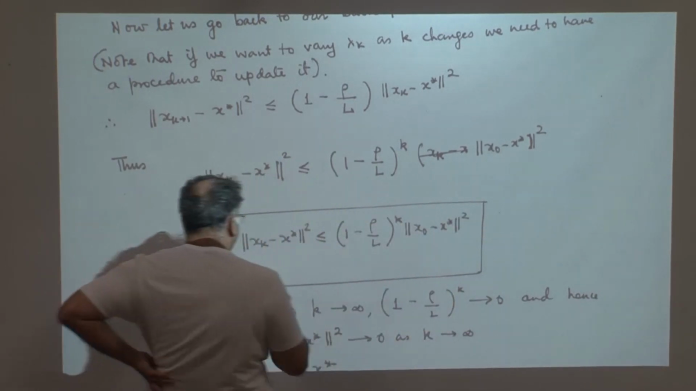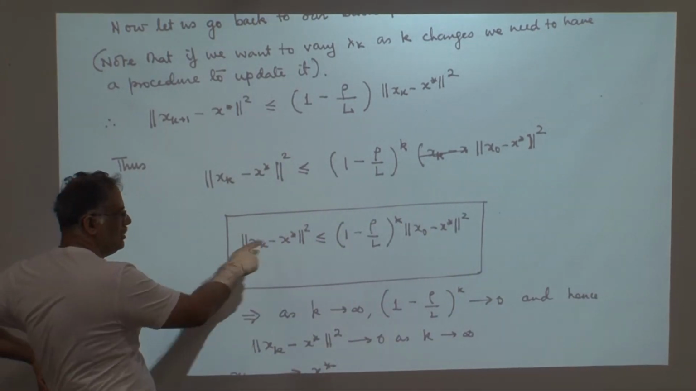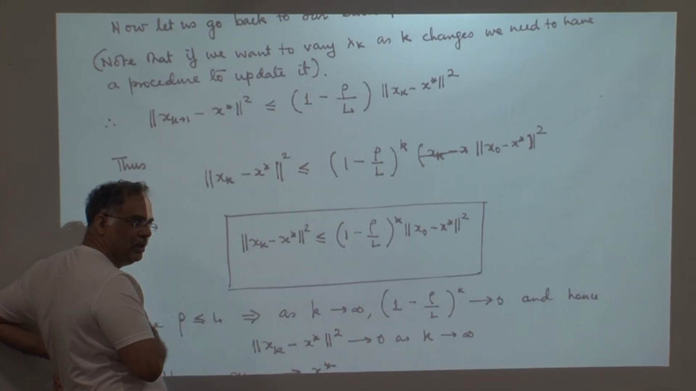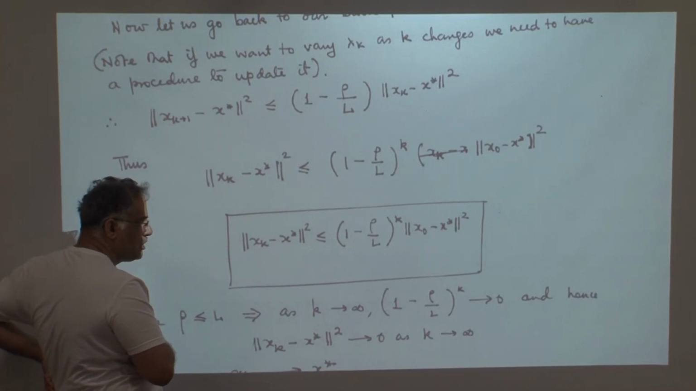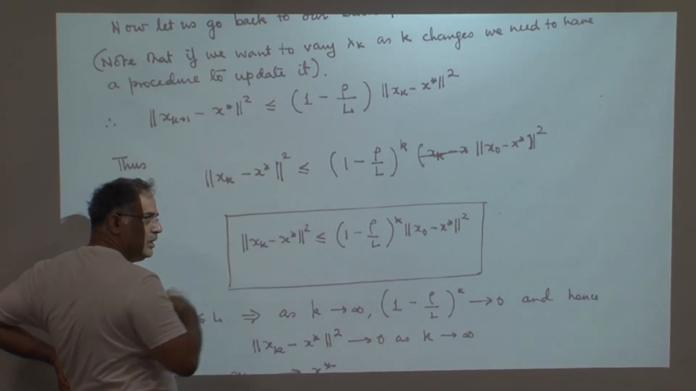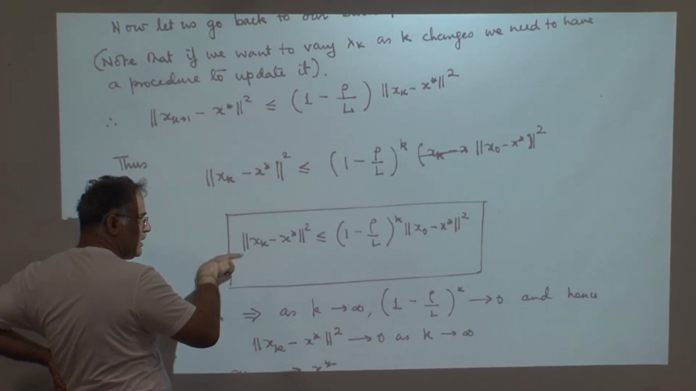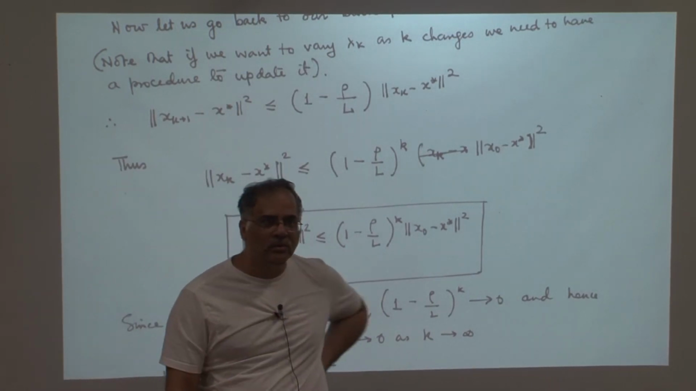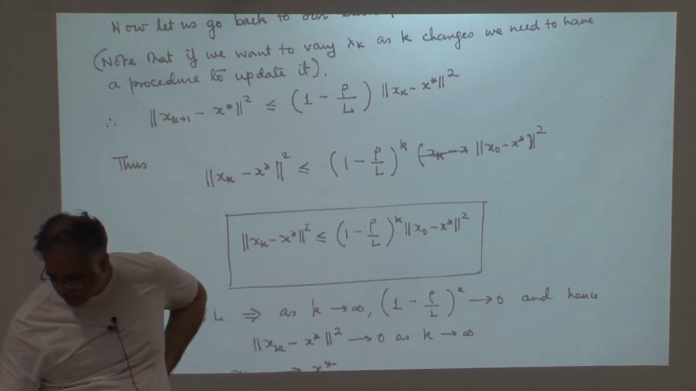So, this goes to 0. So, what happens? (xk minus x star) whole square is less than or equal to 0 as k tends to infinity. But this is anyway always greater than or equal to 0, which means the limit as k tends to infinity of xk minus x star is going to 0. So, xk is going to x star, and that is exactly what we had set out to prove.